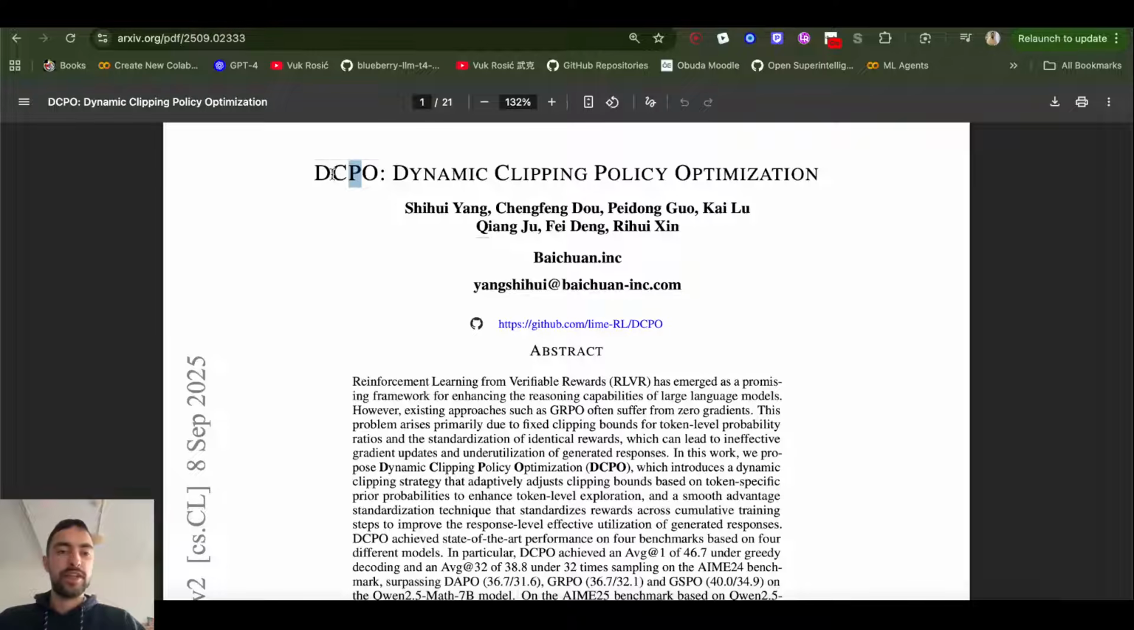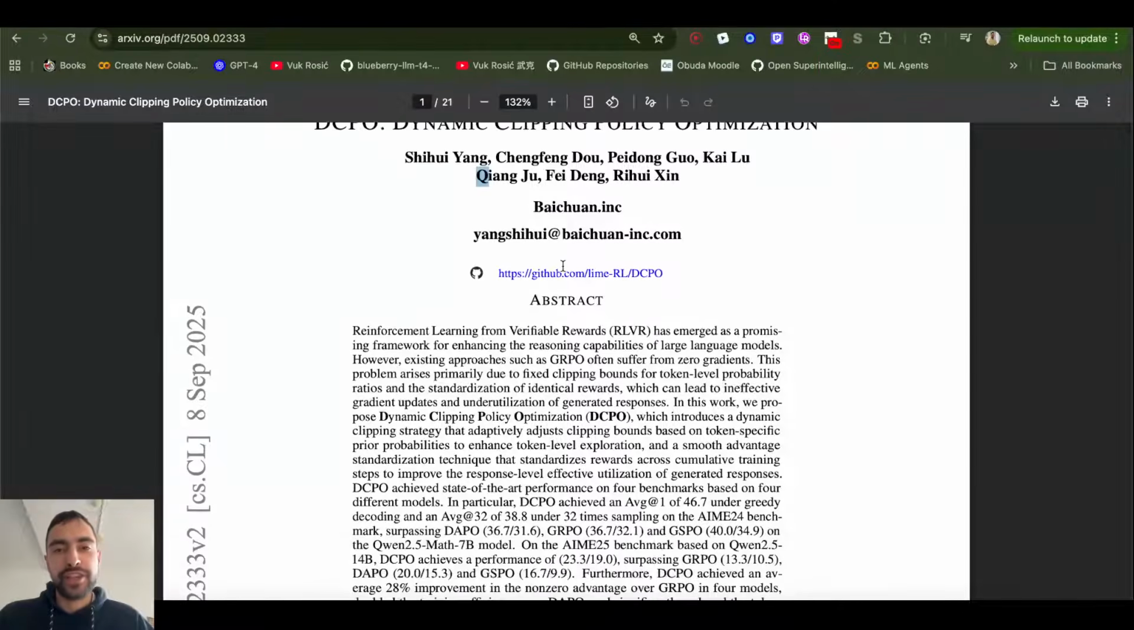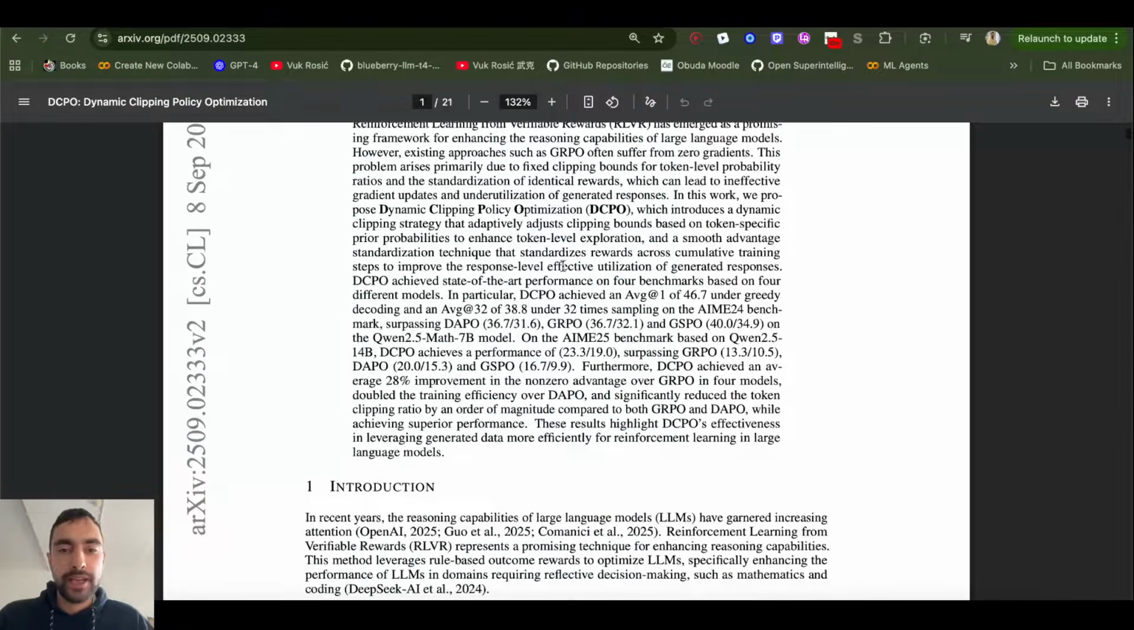New reinforcement learning algorithm DCPO fixes two major issues with DeepSeek's GRPO to make it train a lot faster. First of all, in other reinforcement learning algorithms like GRPO by DeepSeek, the way it works is you have a prompt, a question, and the model generates 16 answers, and you see which ones are correct, which ones are wrong.